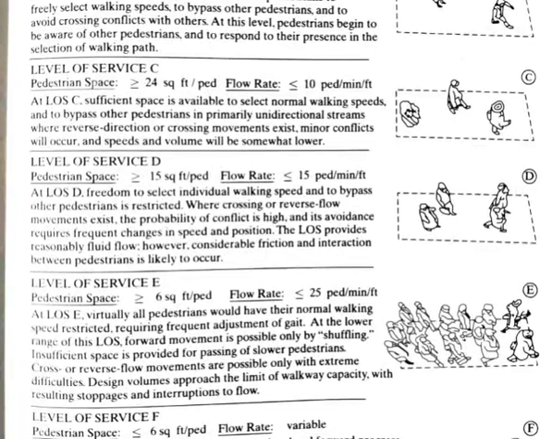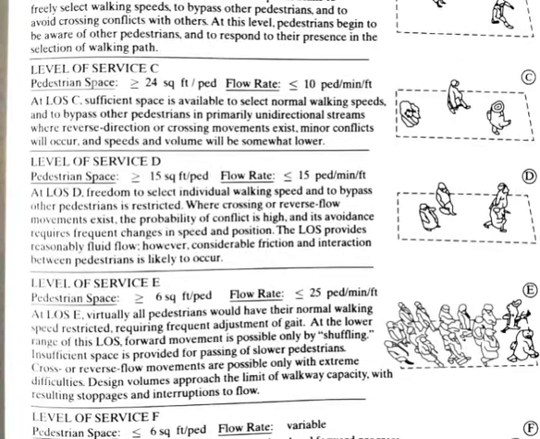Whereas in the case of level of service C, the pedestrian space is greater than or equal to 24 square feet per pedestrian and the flow rate is less than or equal to 10 pedestrians per minute per foot. At level of service C, sufficient space is available to select normal walking speeds and to bypass other pedestrians in primarily unidirectional streams where reverse directions or crossing movements exist. Minor conflicts will occur and speeds and volume will be somewhat lower. So here minor conflicts will occur if people are traveling in two directions.